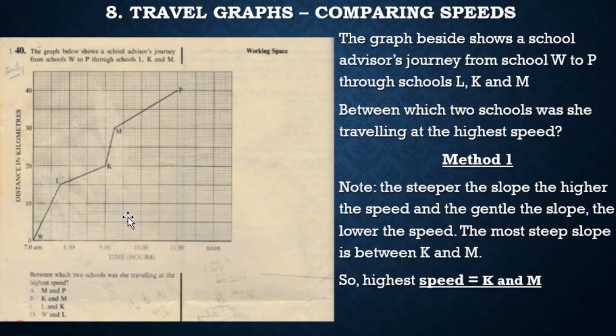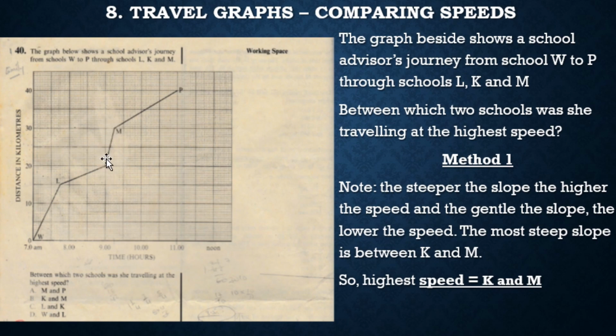Now the last question on comparing speeds, I want us just to use method 1 because this one was very easy to identify. They are asking, the graph beside shows a school advisor's journey from school W to P through schools L, K and M. Between which two schools was she traveling at the highest speed? So I said the steeper the slope, the higher the speed. The gentler the slope, the lower the speed. So looking at these 4 slopes, you can easily tell which one is the most steep. And it is K and M.